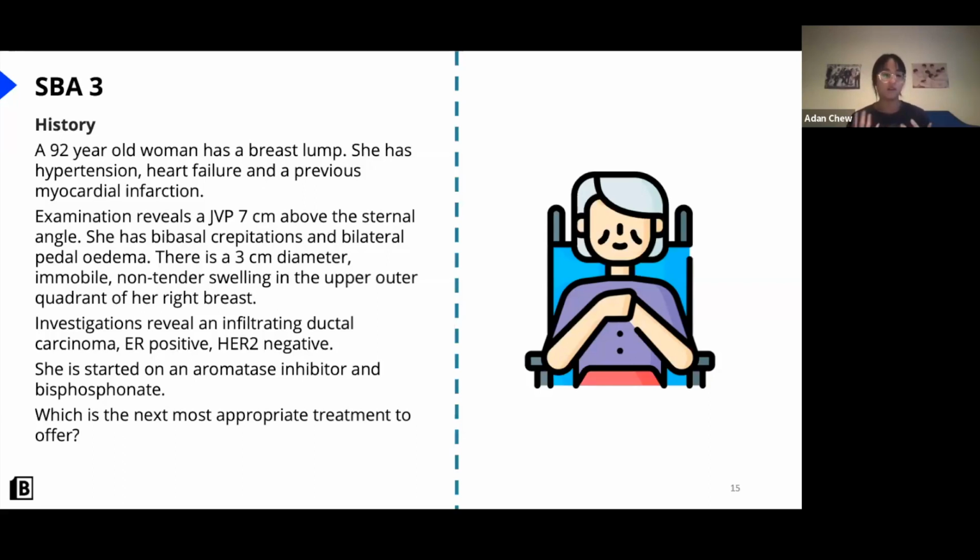So you've done all the investigations workup. They reveal an infiltrating ductal carcinoma, which is ER positive and HER2 negative. She's then started on an aromatase inhibitor and bisphosphonate, which is the next most appropriate treatment to offer.